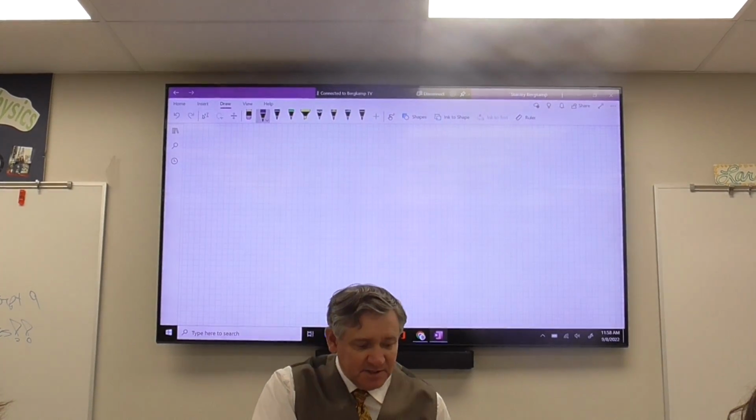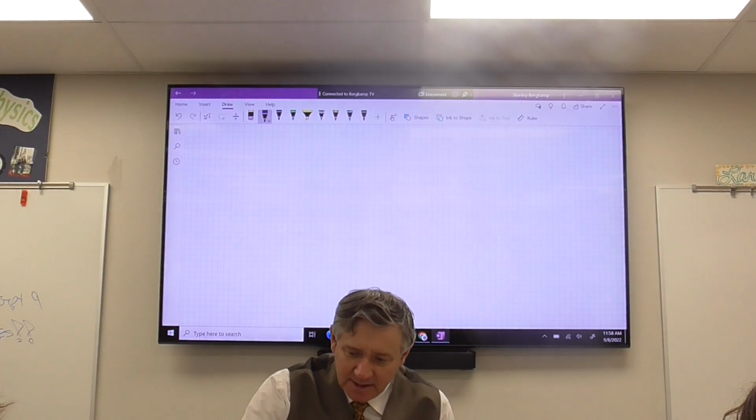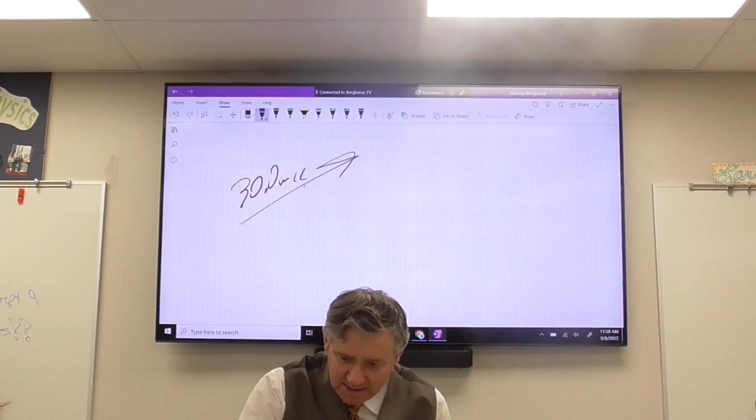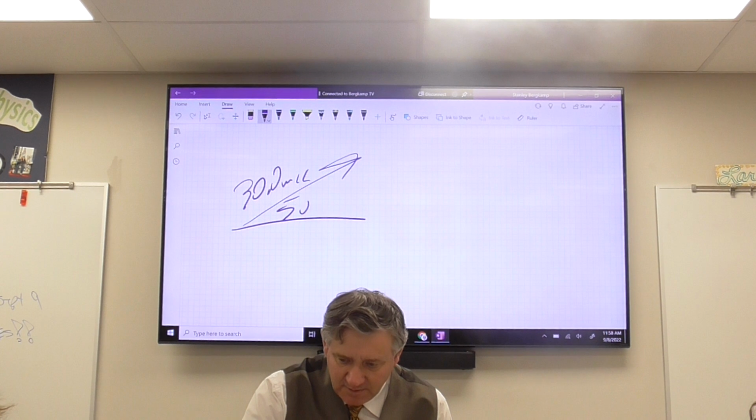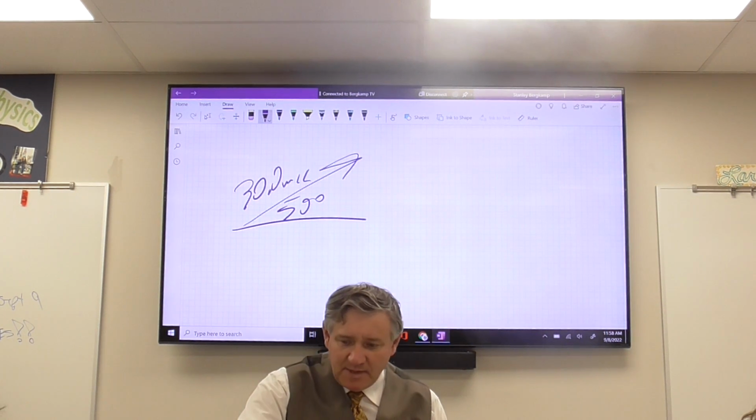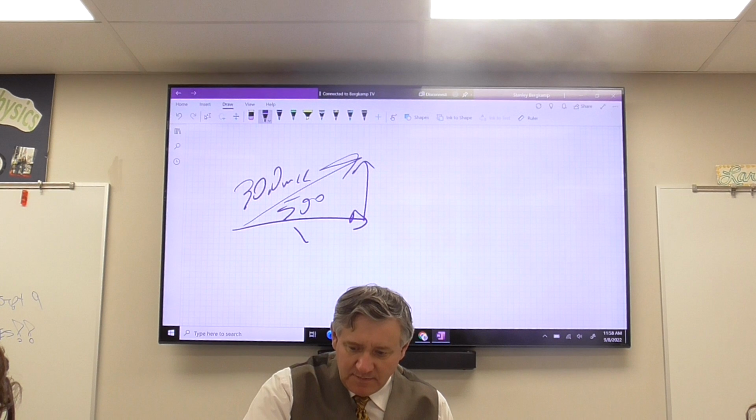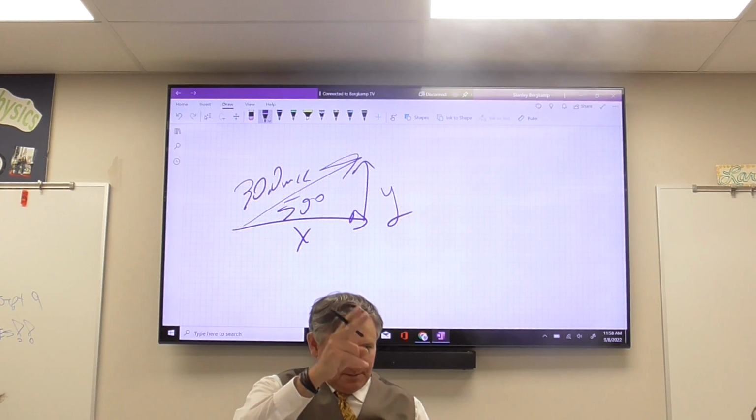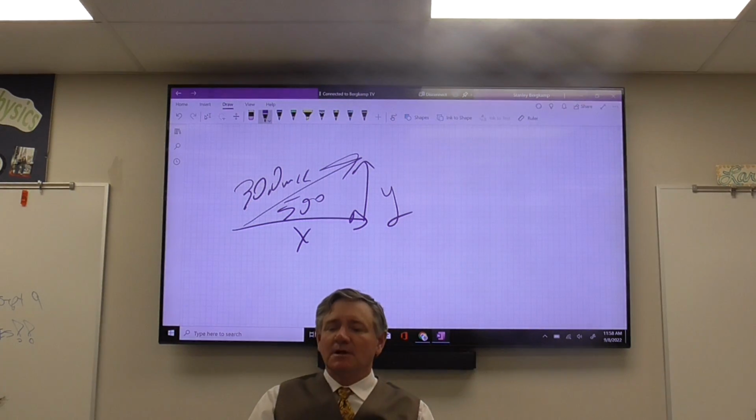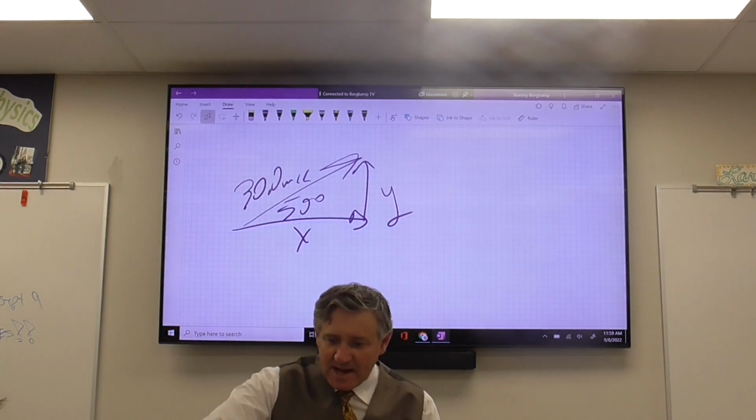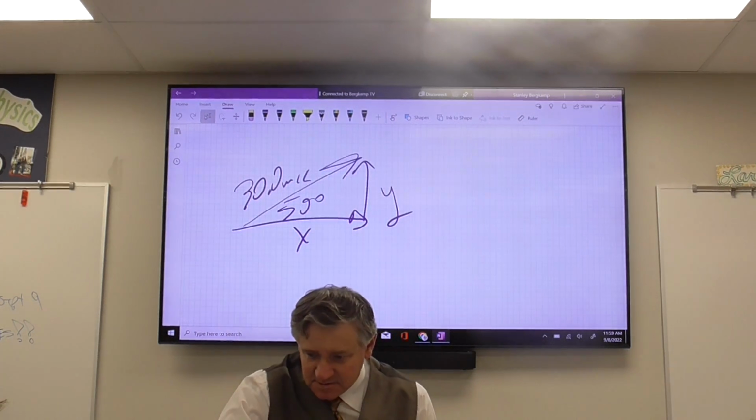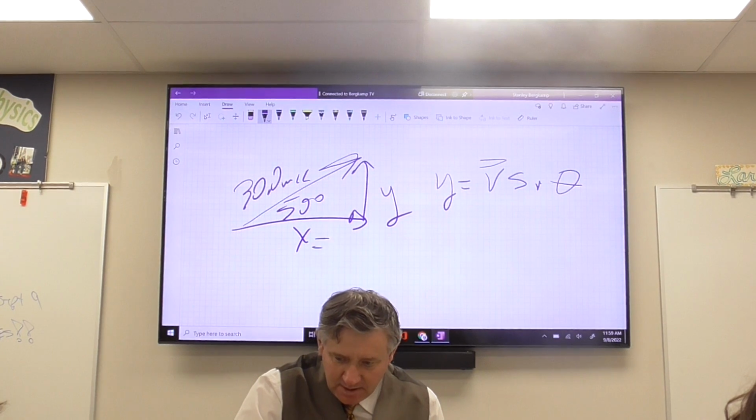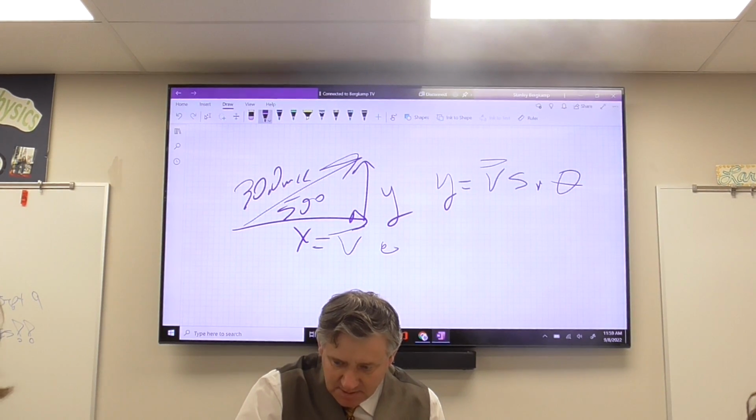Second vector problem is going to be something like on number 4, where we say, hey, this thing is launched at 30 meters per second at an angle of 50 degrees, whatever that is. And then I'm going to ask you to find the x and y components of that. You just have to know that y is the side opposite, so that y component is going to be the vector times the sine of the angle, and your x component is going to be the vector times the cosine of the angle.